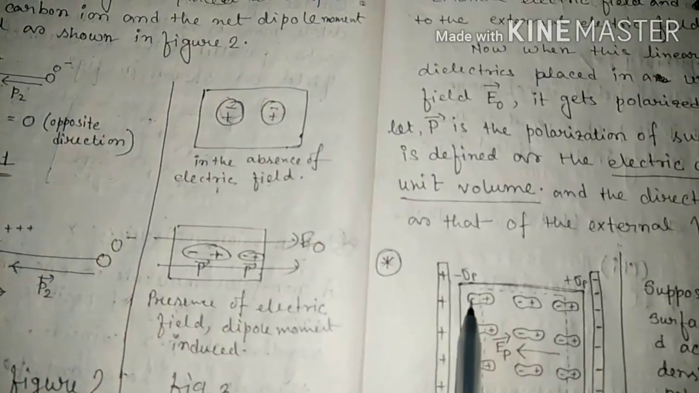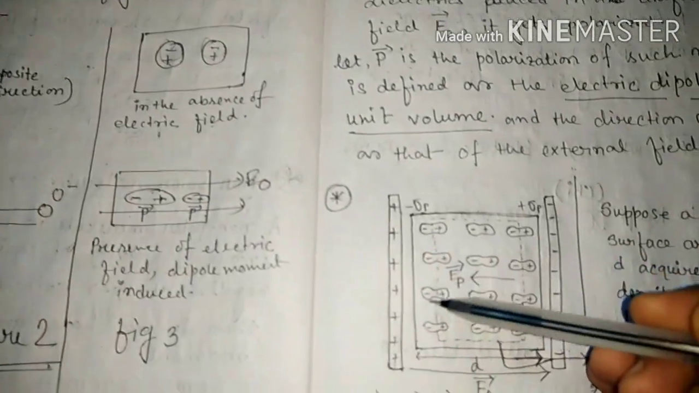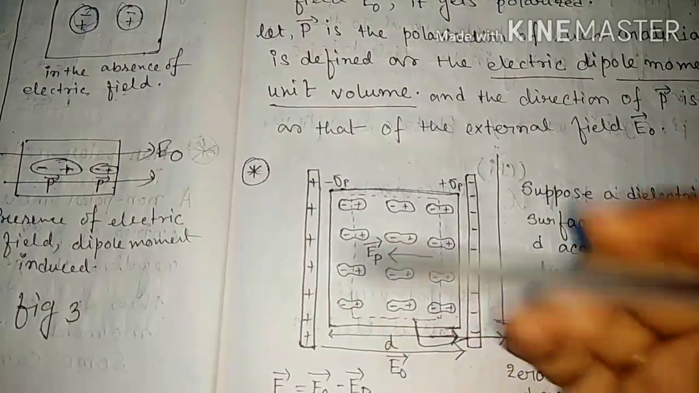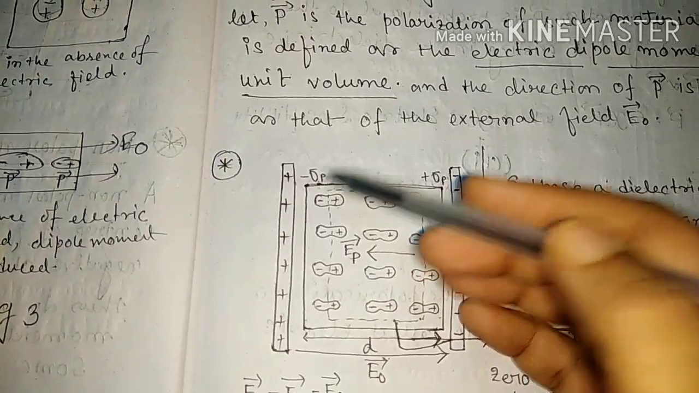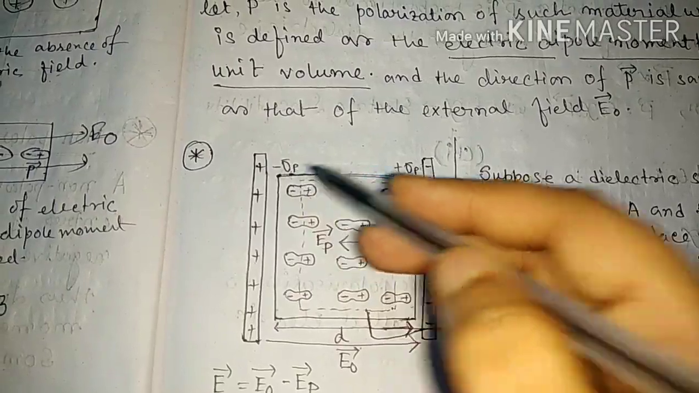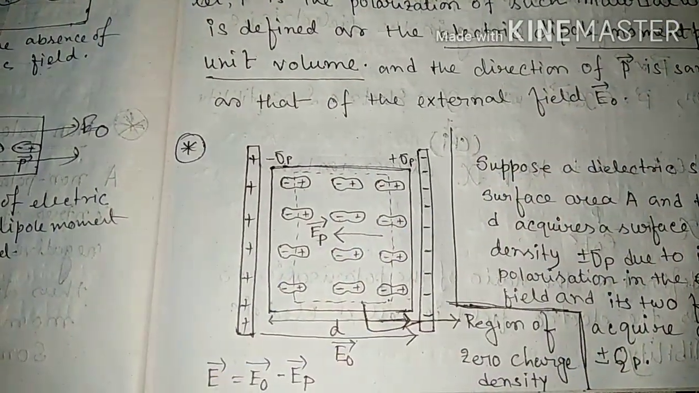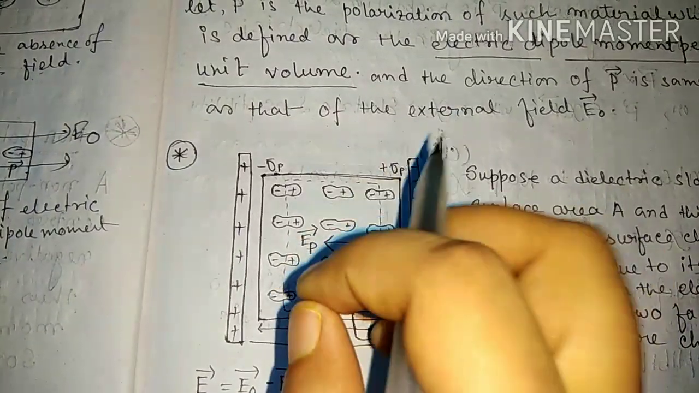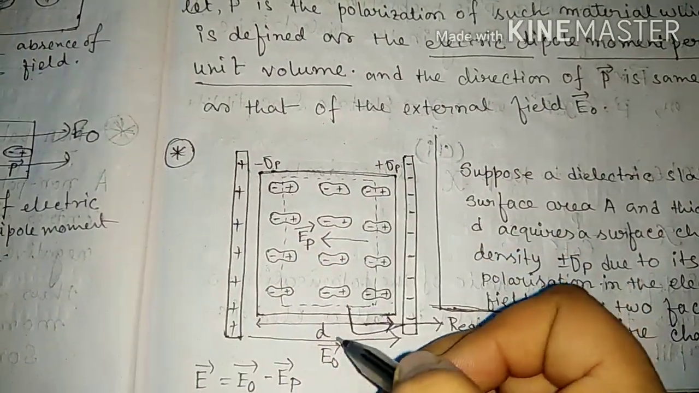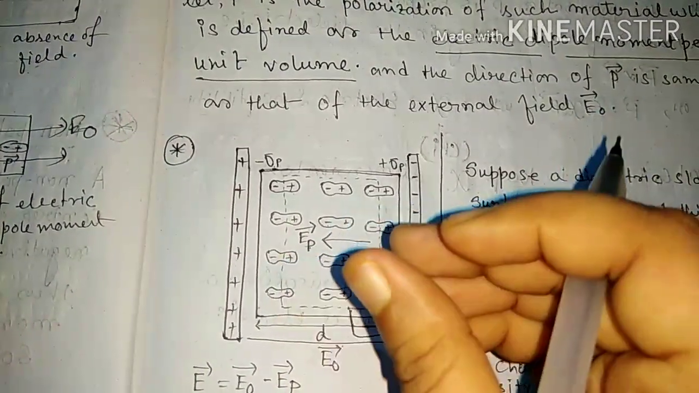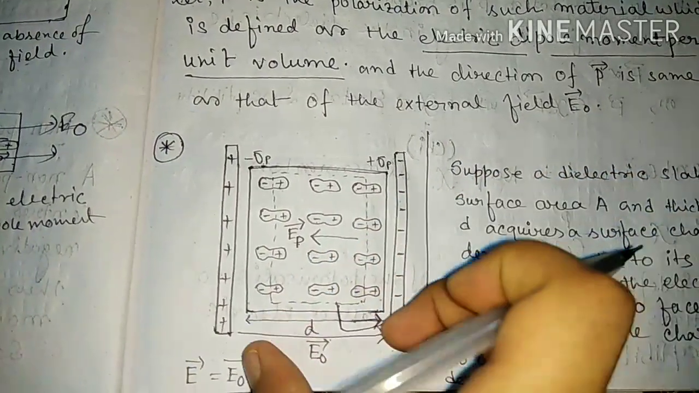Understood? So now on the left side the negative charges are accumulated and on the right side the positive charges are there, so they have a surface charge density. This side we consider minus sigma P, because they are polarized molecules, and this side is plus sigma P. Due to that, inside the dielectric we get a polarized electric field, which is opposite to the external electric field, that is EP. So this EP opposes the external electric field.